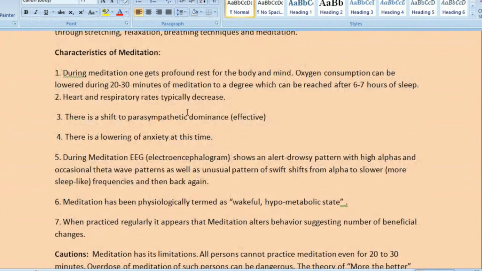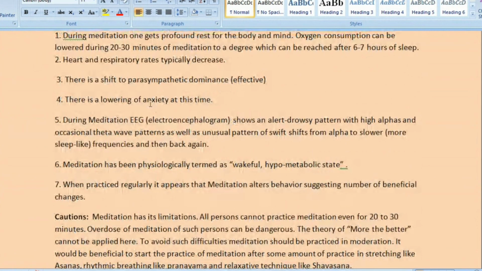During meditation, one gets profound rest for the body and the mind. Oxygen consumption can be lowered during 20 to 30 minutes of meditation to a degree which can be reached after 6 to 7 hours of sleep. Second point, heart and respiratory rate typically decrease. There is a shift to parasympathetic dominance. There is lowering of anxiety at this time.